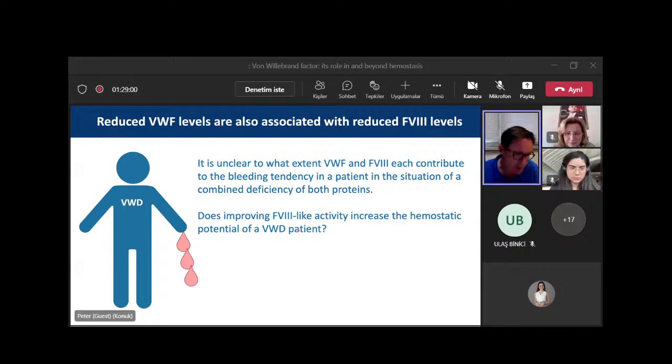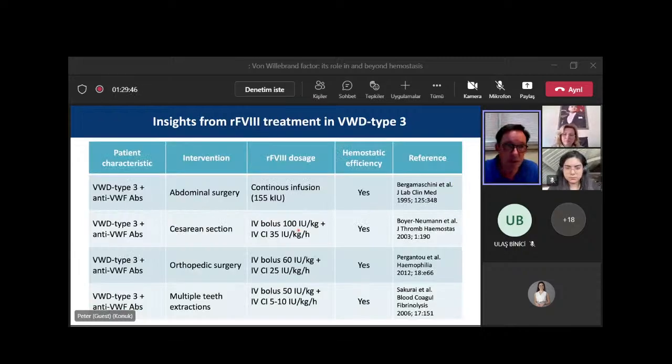So how does that relate to VWD? Well, when you think of many of the VWD patients, they have reduced levels of VWF, but they also have reduced levels of factor VIII. And basically what we do not know is, if patients with VWD that have low factor VIII and low VWF start to bleed, what is actually the contribution of a lack of VWF? And what is the contribution of a lack of factor VIII that contributes to this bleeding in the patient? So can you think of when we start to improve at least factor VIII in these patients, can that increase the hemostatic potential of these patients already? Well, does that make sense?